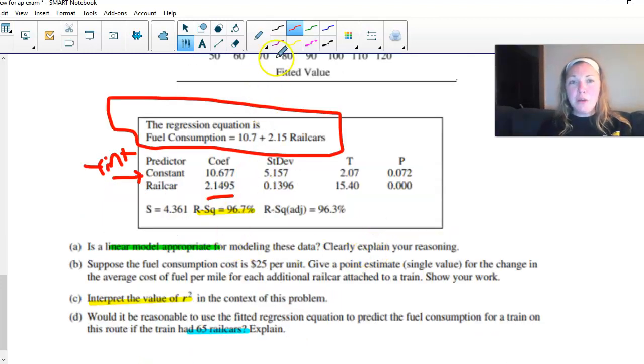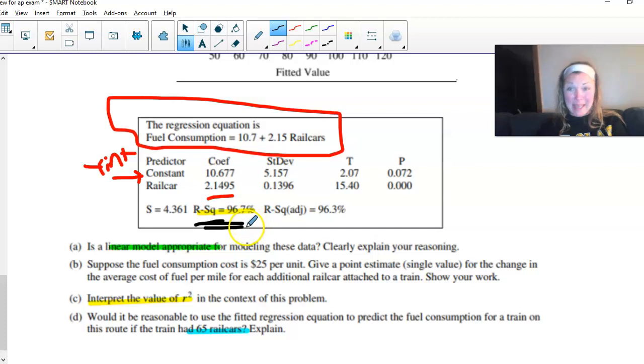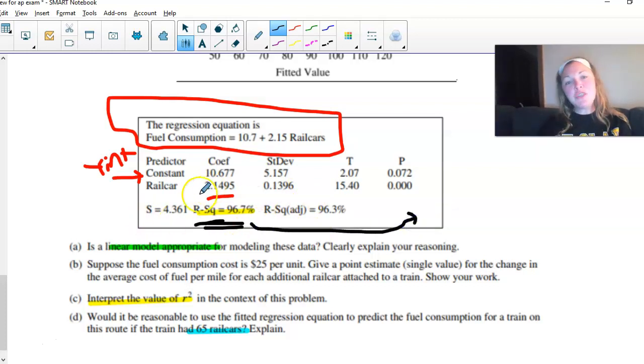All right, I do want to quickly talk about this R squared right there. Sometimes there are questions on the test where they might ask you, what is the correlation coefficient? A couple of things. R squared can also be called the coefficient of determination. The correlation coefficient is your R. So if they ask you that, you change this to a decimal, 0.967, and you take the square root of it.